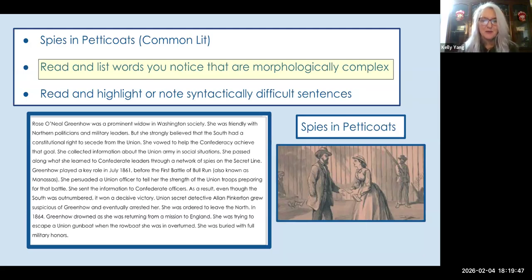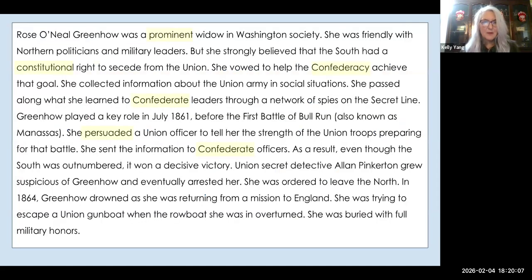I did this recently with 5th grade. And so what you might do if you had a passage like this, it happens to be from CommonLit, is just for yourself as a teacher, look at the words that are morphologically complex. So everybody take a look. You can see it bigger.